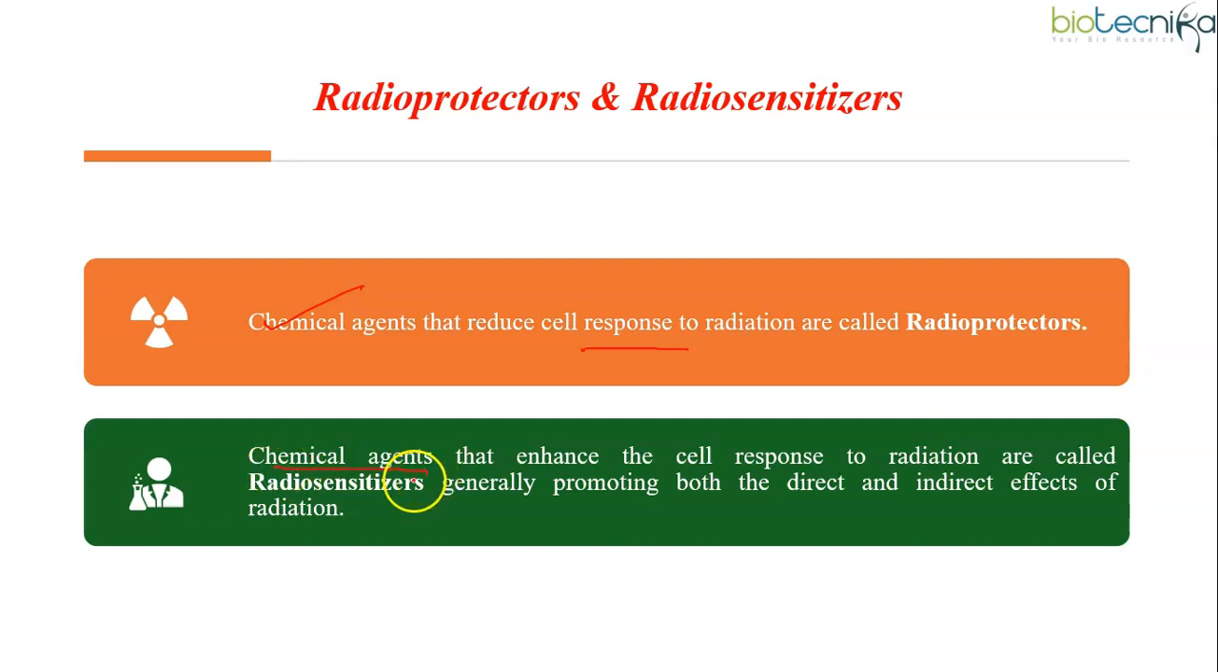Then there are chemical agents that enhance the cell response to radiation, called radiosensitizers, which generally promote both the direct and indirect effect of radiations. Examples are halogenated pyrimidines that intercalate between the DNA strands and inhibit repair, and hypoxic cell radiosensitizers which act like oxygen. Then another type of radiosensitizers are compounds containing boron that enhance the effect of thermal neutron radiation therapy.